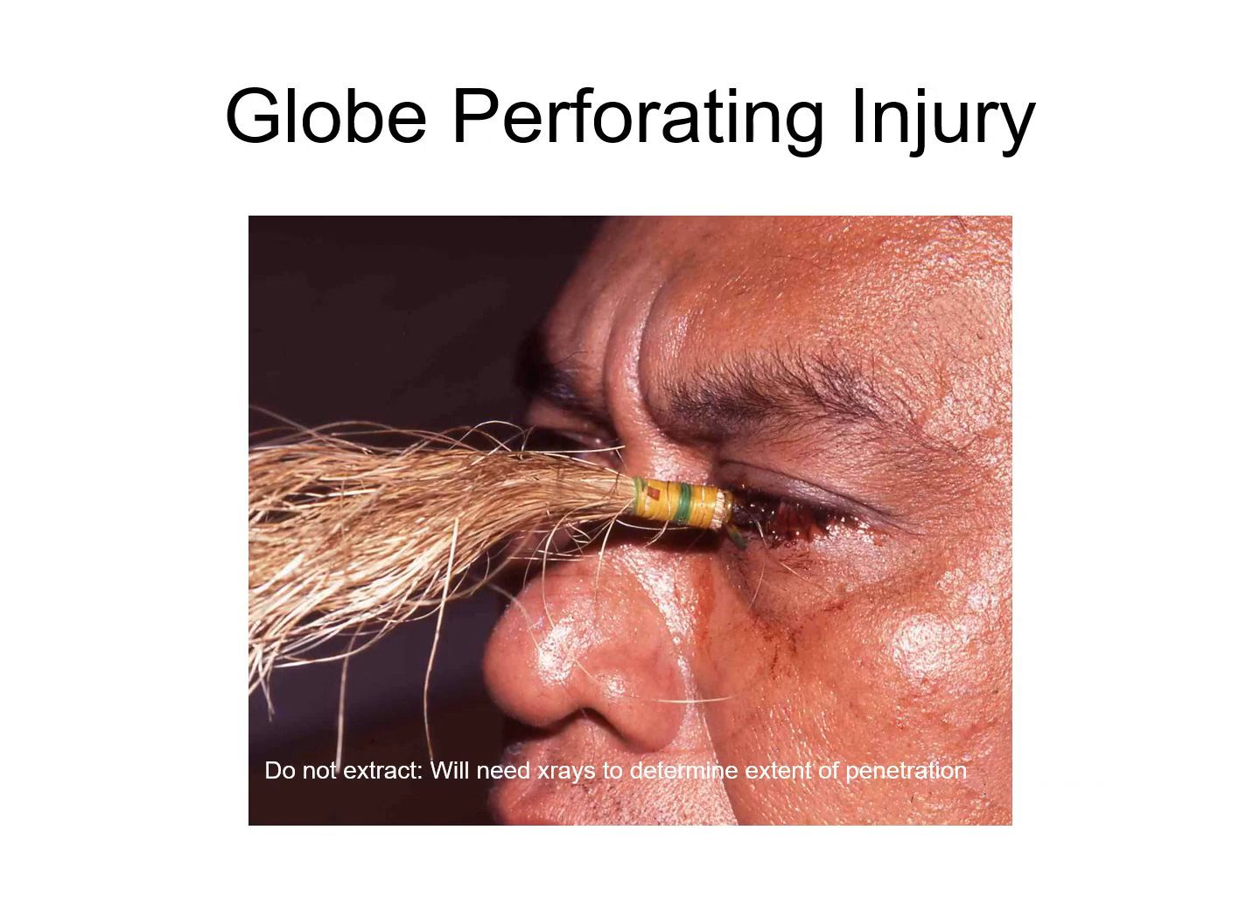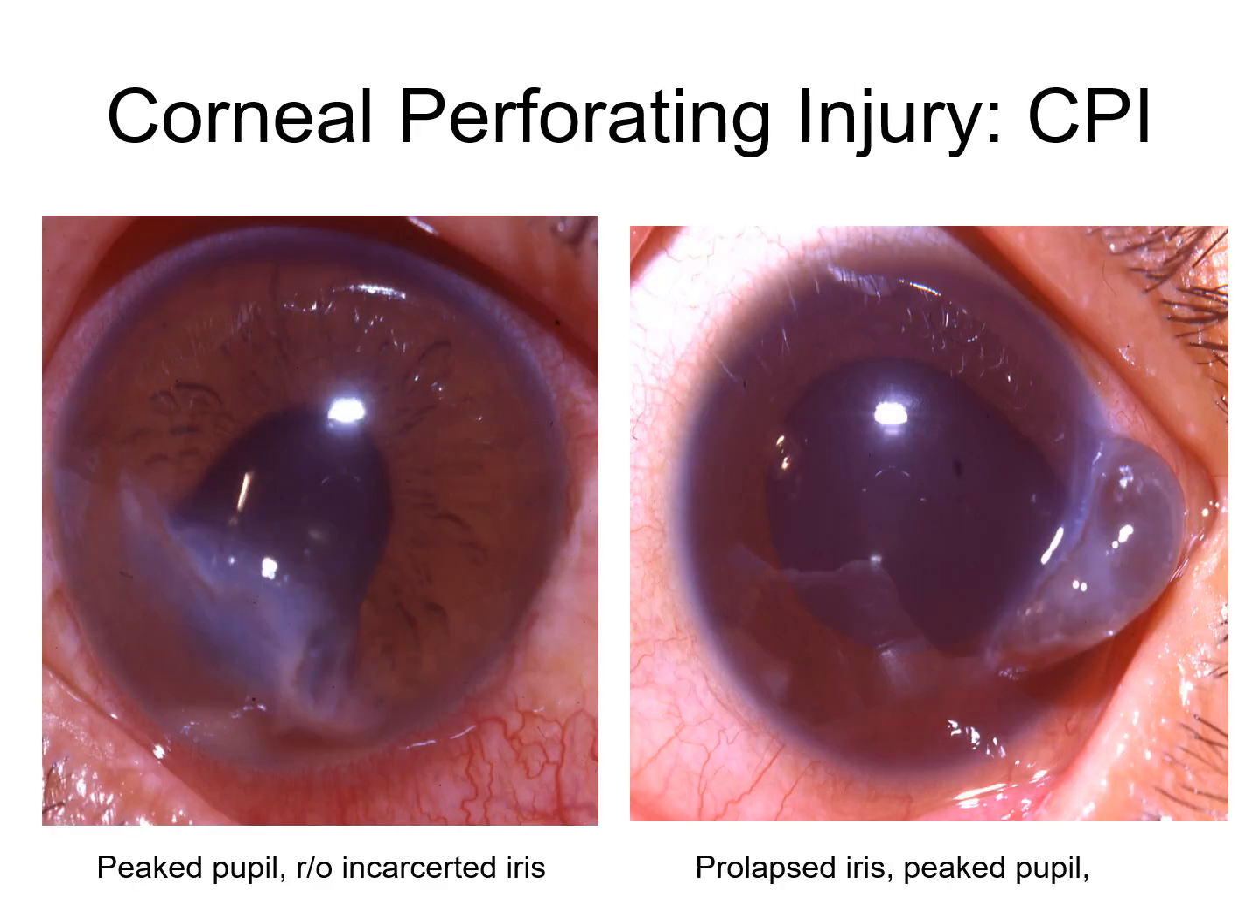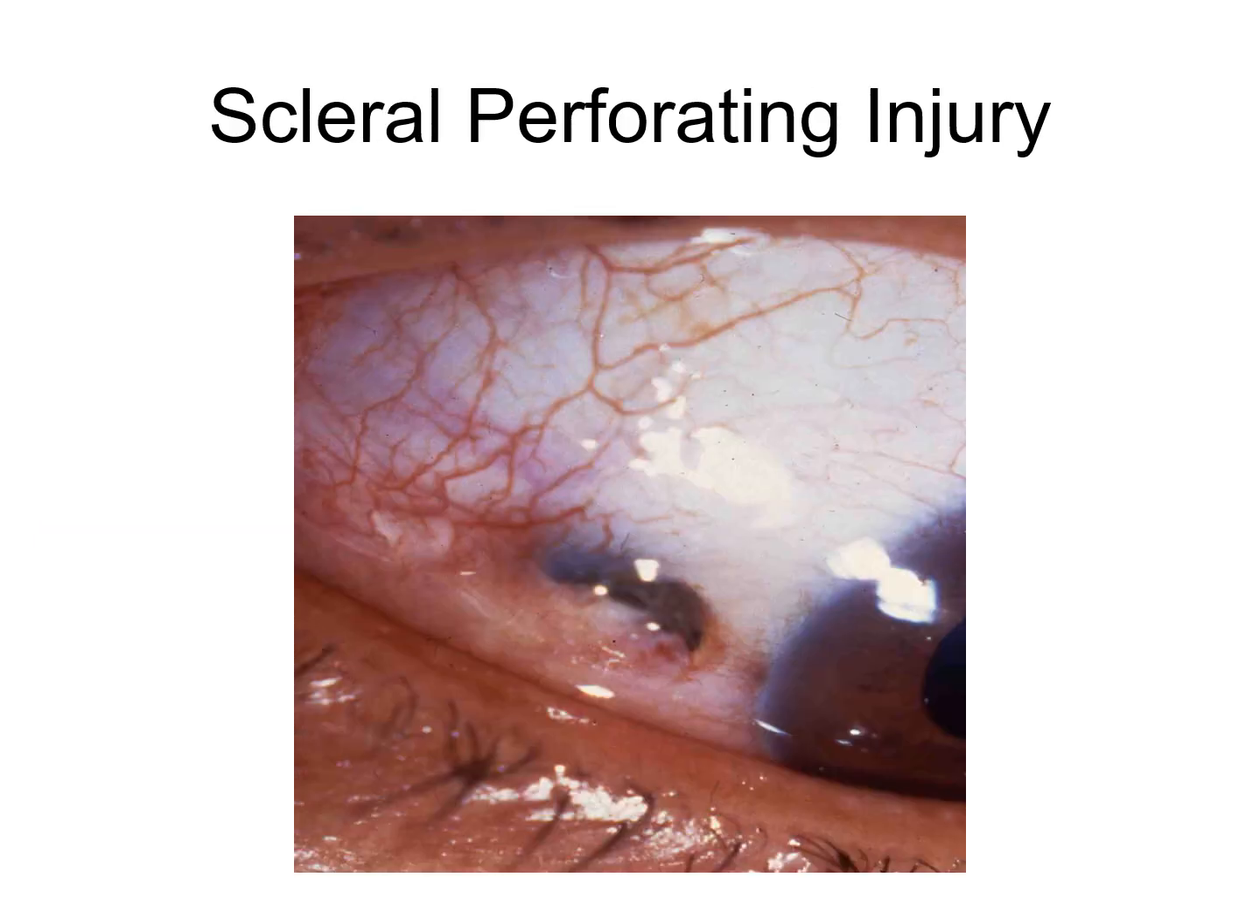An example of globe perforating injury is the Indian pana. If you see a patient like this, do not attempt to pull out the foreign body as it can cause prolapse of the intraocular tissue. What you should do is to stabilize the patient's eye and to prevent the patient from pulling out the object. Corneal perforating injuries can distort the eye by leaking the intraocular contents. Perforating injuries may also penetrate the sclera.